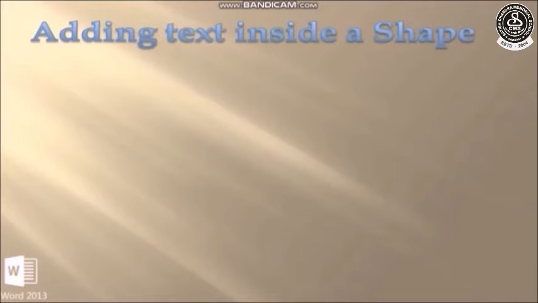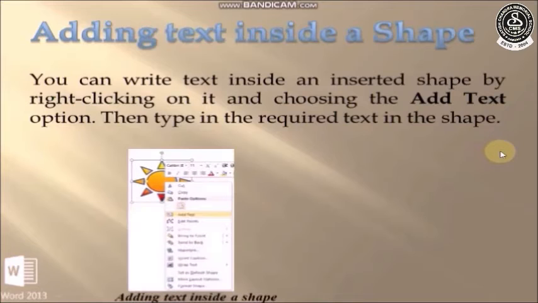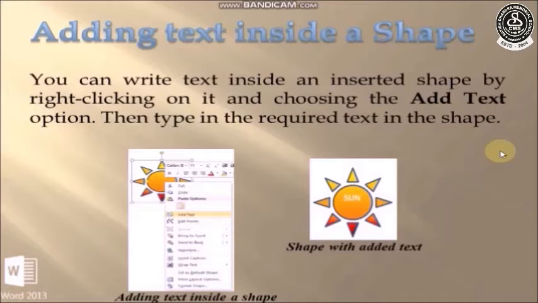So, adding text inside a shape. You can write text inside an inserted shape by right clicking on it and choosing the Add Text option. Then type in the required text in the shape. See the screenshot? So you have to select the shape first, then right click, choose this Add Text option and then type in the text inside the shape.